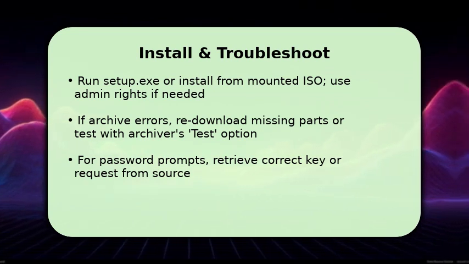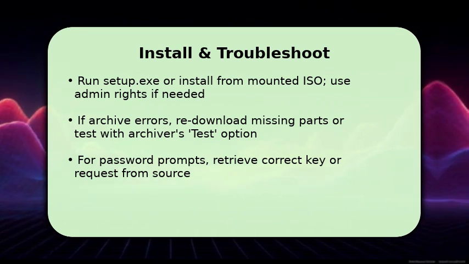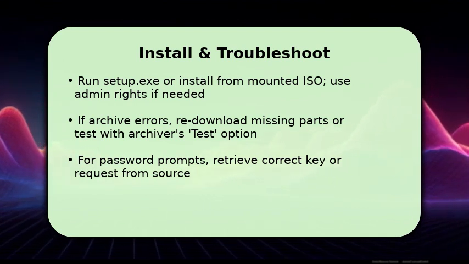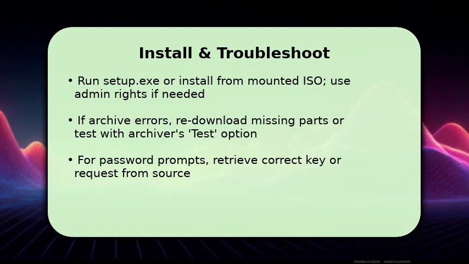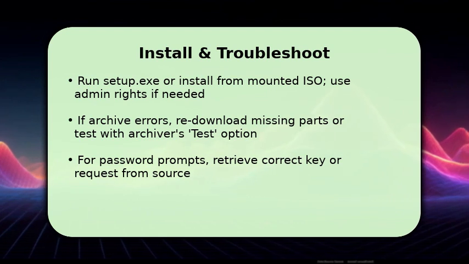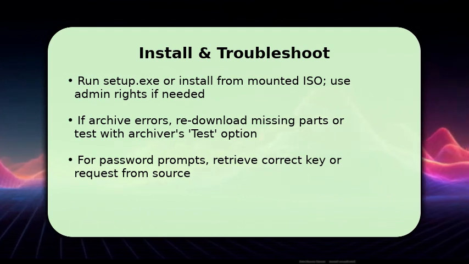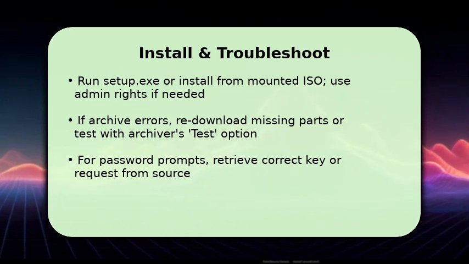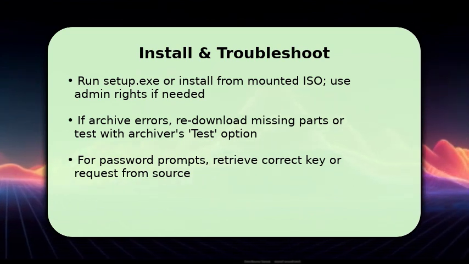to avoid permission failures. If extraction errors appear, immediately use the archiver's test function to identify the bad segment, then re-download only the missing or corrupt part and replace it in the same folder. If a password is requested, get the correct key from the original source. Following these steps prevents install loops and gets you playing faster.